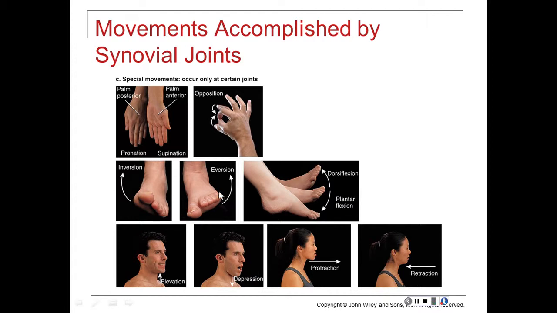Eversion is a little bit harder to do. Eversion is when you're trying to laterally rotate at the ankle. In other words, get that foot to point outward. Get that sole of your foot to point out towards the lateral side of your body.